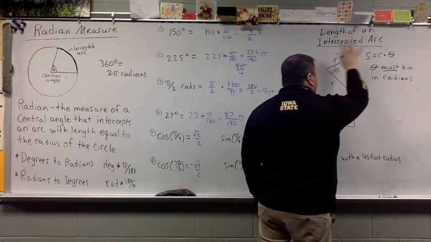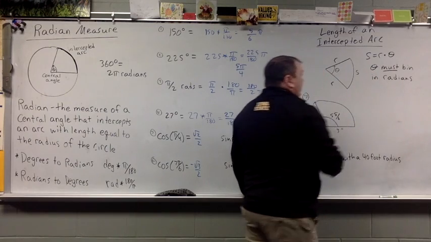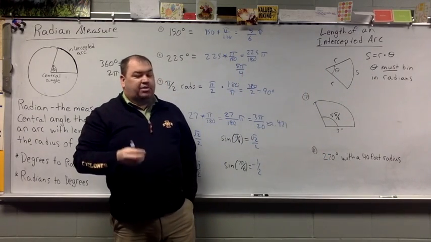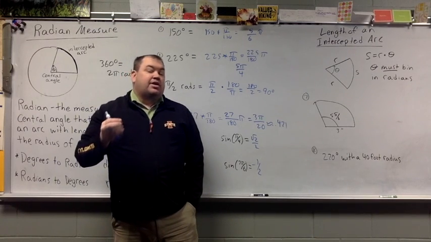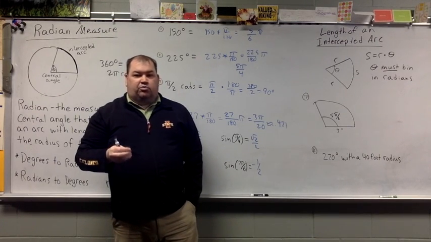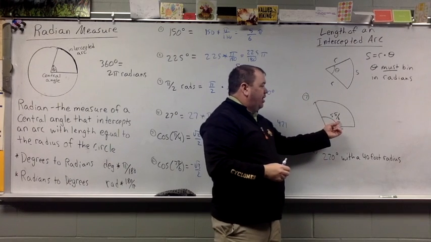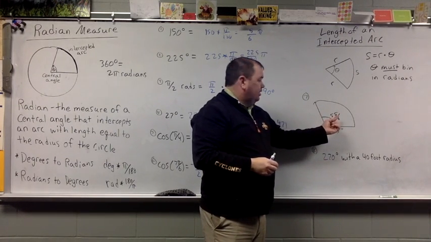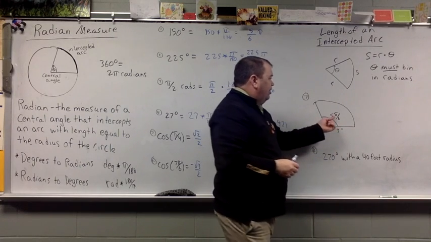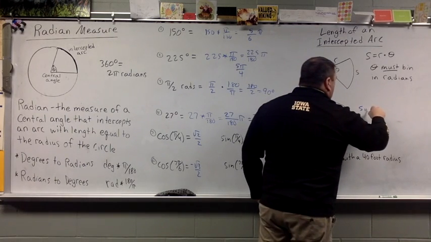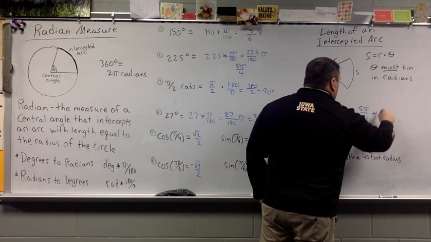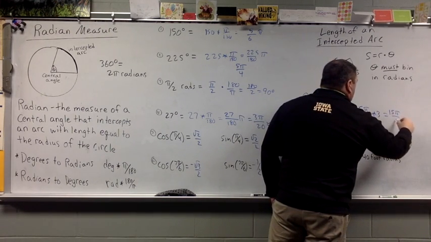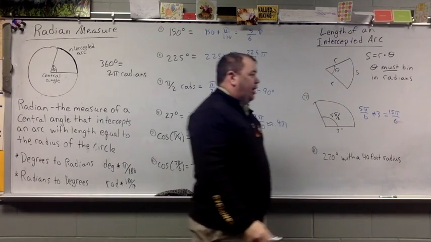Now here's the catch with this formula. Theta has to be in radians, okay? It must be in radians in order for this to work, otherwise this formula is wrong. So as long as they give me a radian measure, and I know that because of the pi, I just take these two things and multiply. So 5 pi over 6 times 3, that gives me 15 pi over 6, which is a great answer.